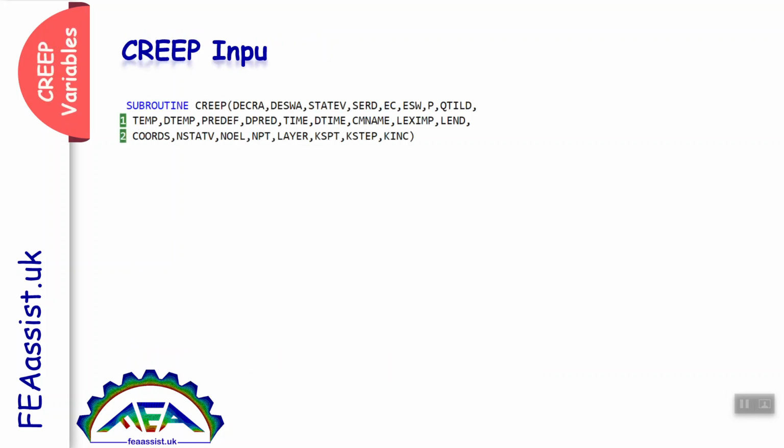Creep variables. The creep subroutine has some variables, some inputs and some outputs. Some of these variables are inputs from Abaqus, and in the creep subroutine we do some calculations on them, we process them, and we return the new values to Abaqus.